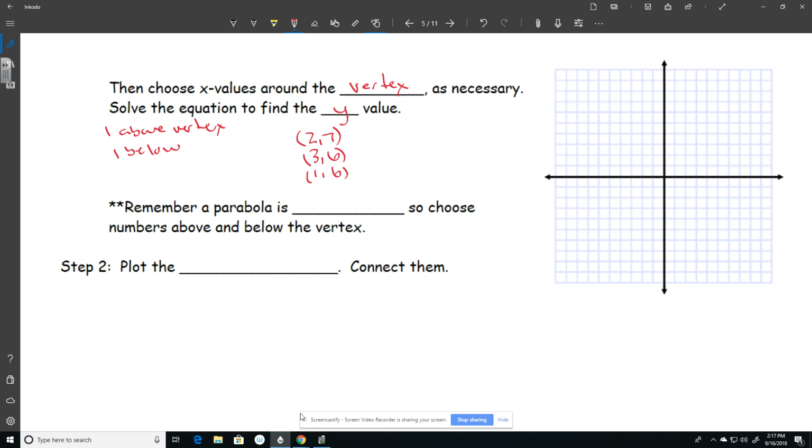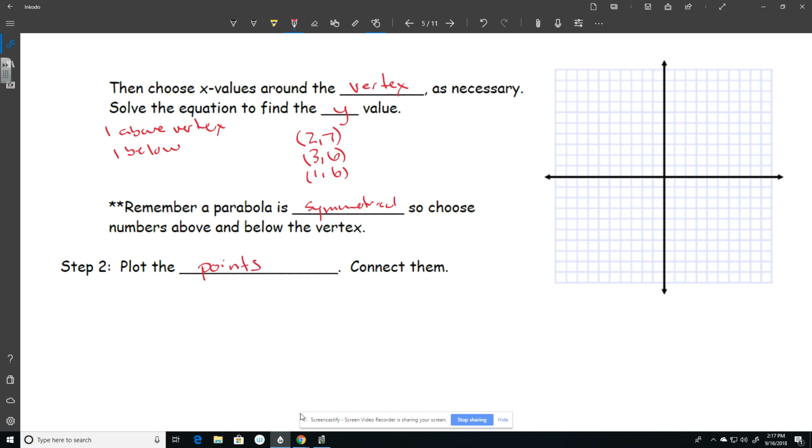Remember that the parabola is symmetrical, and that's why I'm using those numbers above and below the vertex, because I know on one side it's going to go up in one direction, on the other side it's going to go up the other. So step 2 is just to plot the points, and I'm going to connect them.